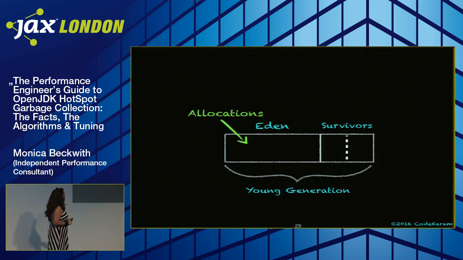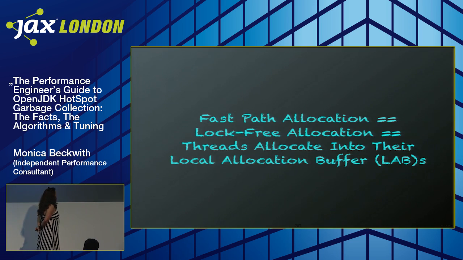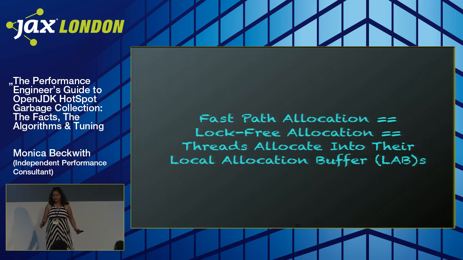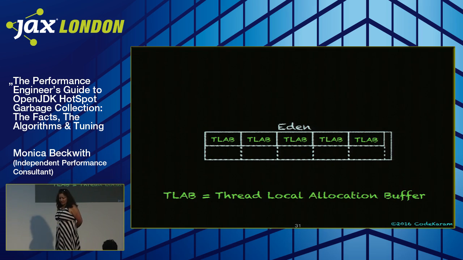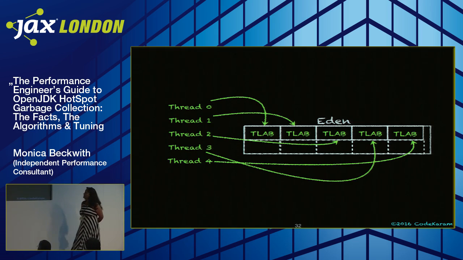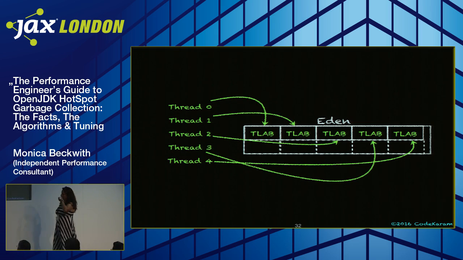Like I said, most allocations happen in the young generation, and they actually happen into something known as TLABs, also known as fast path allocation, also known as lock-free allocation. It all means the same thing. The way it happens, your Eden, which is a part of your young generation, is divided into regions, areas that are thread local. So if you had 5 allocating threads, that's how it would look. Each thread would have its own TLABs. Here I've shown similar sized TLABs.